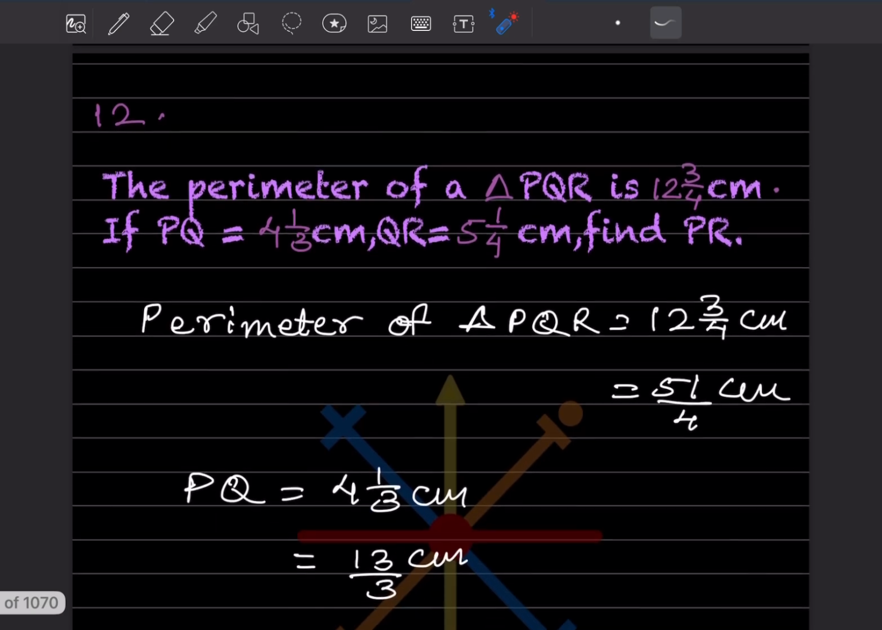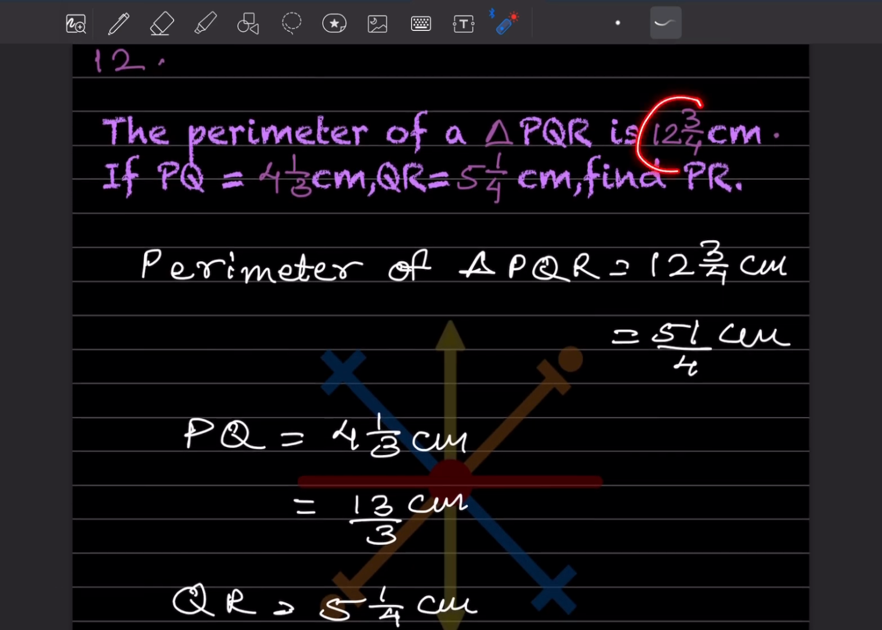The perimeter of a triangle PQR is 12 and 3 by 4 centimeters. PQ is 4 and 1 by 3 centimeters. This is QR, and we have to find out PR. So you know the perimeter, as I told you earlier, that is you have to add all the sides. So now let us write the given things first.